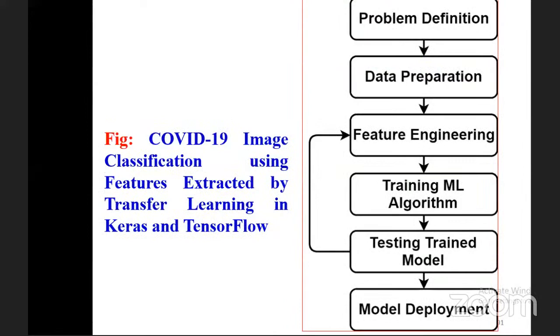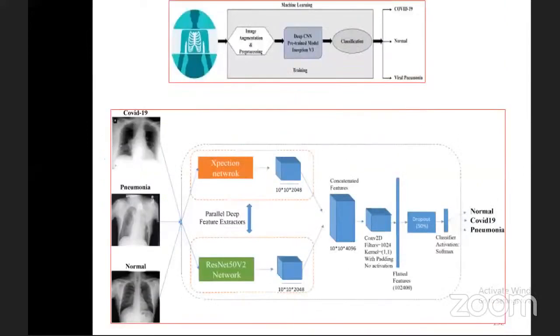Then this is the example I have taken: pneumonia, normal, and COVID-19 images as input to the system. I applied CNN, and I used ResNet frameworks, and extracted 10 by 10 by 2048 image pixels. Then I concatenated those features. Then I apply flattened features. Then I use the dropout function. In order to increase the performance, I use the dropout function in convolutional neural networks and recurrent neural networks. This is the final output I'm getting.